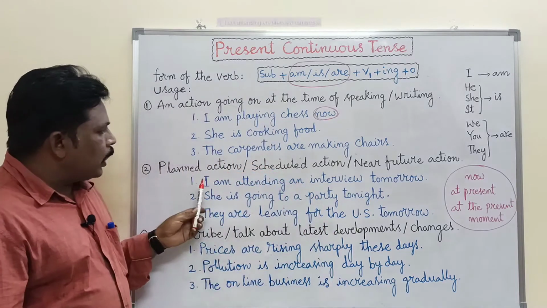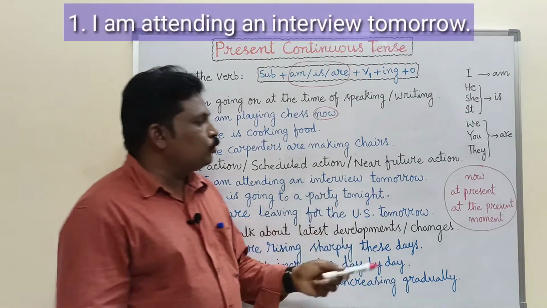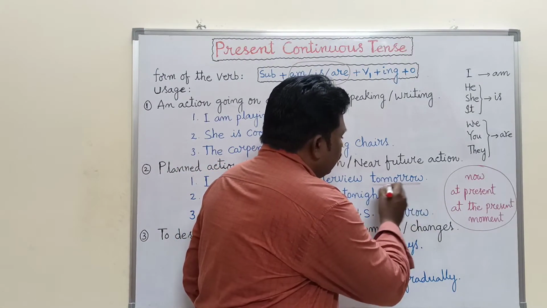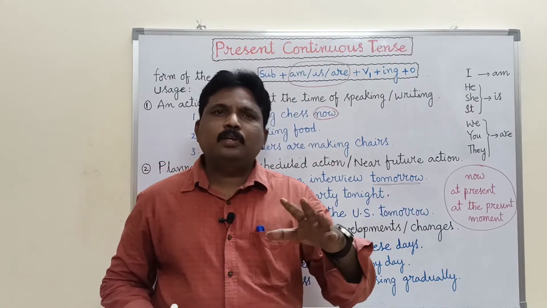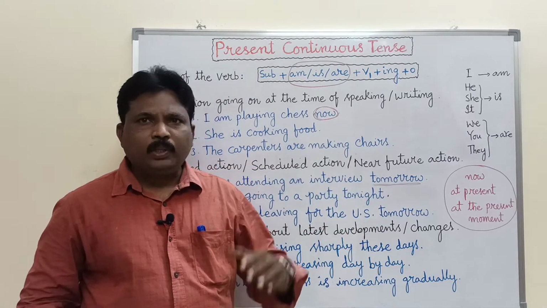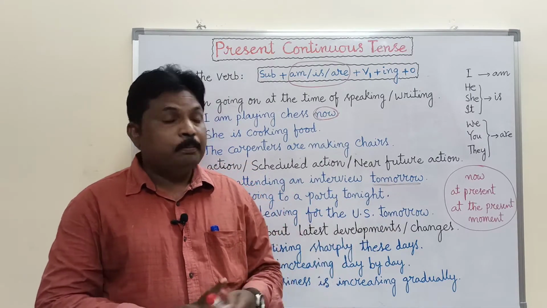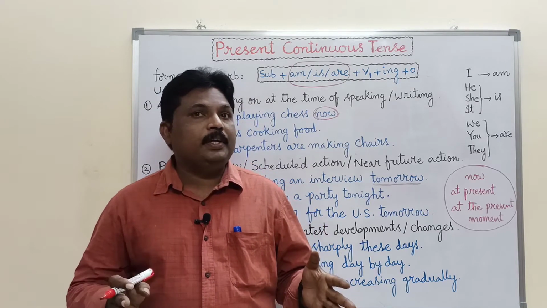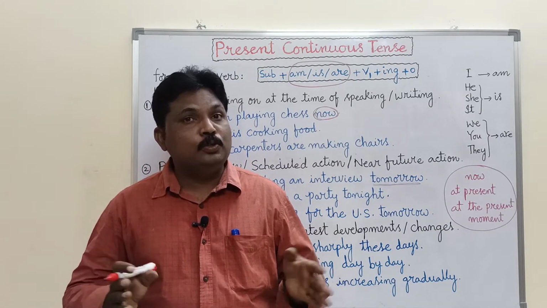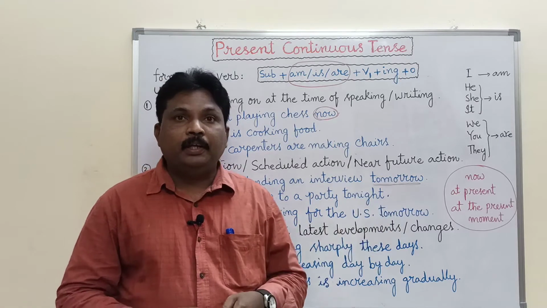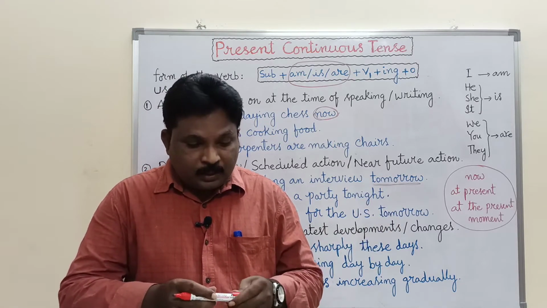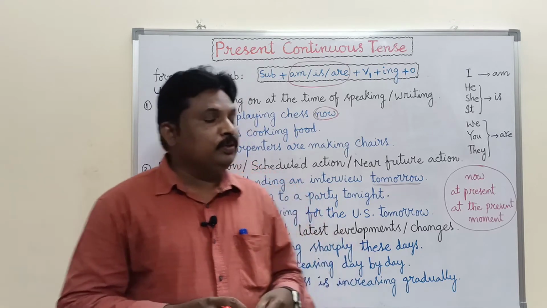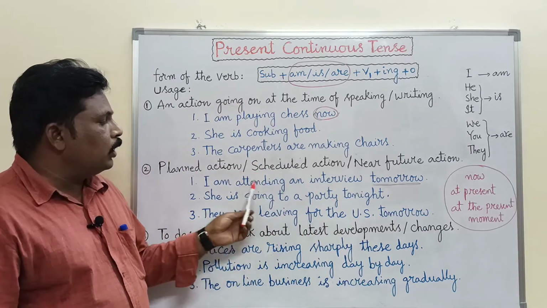For example, I am attending an interview tomorrow. Actually, the time indicator is tomorrow here. It is a near future time, but here the tense is present continuous tense. Do you know the reason why present continuous tense is used with a future time indicator? Because it is a planned action or scheduled action or near future action. You can imagine any one of those three.